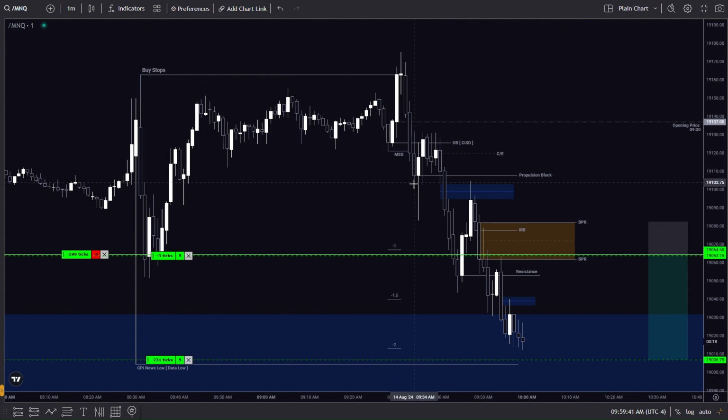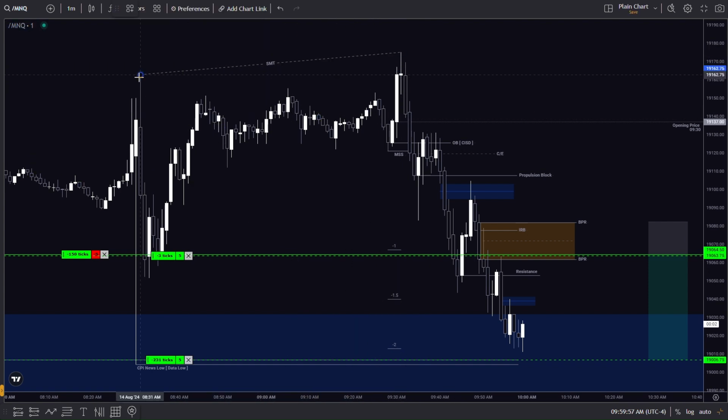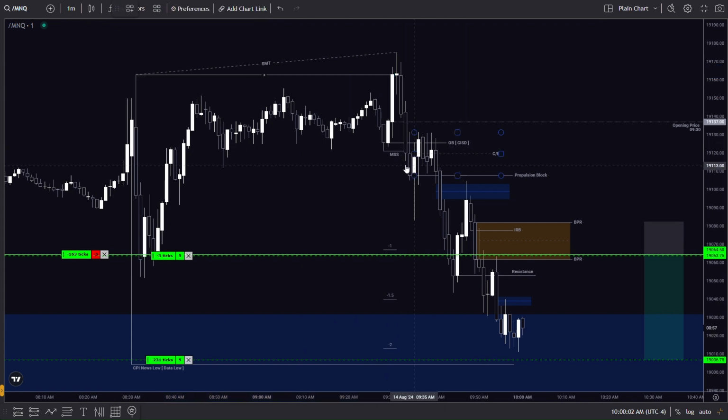We sweep out these buy stops and look at the reaction we make after we sweep it. Immediate displacement down, creating a market structure shift. So this right here is our morning manipulation. And on top of that, we have an SMT, right, which just adds to our confluence. And then we also had this order block, this change in state of delivery. And we had this other order block that came to retest it.